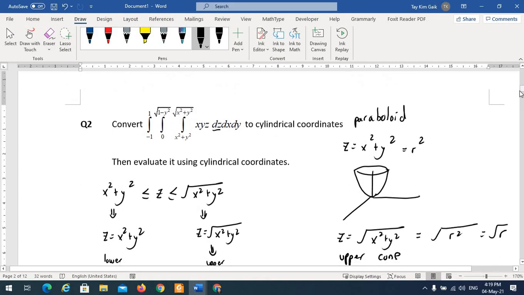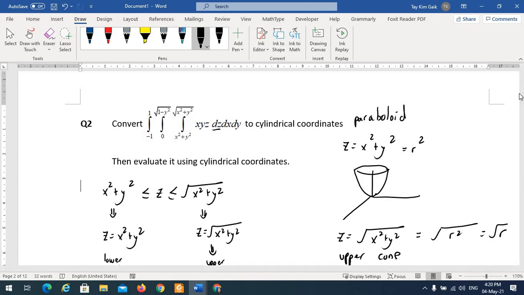So using cylindrical coordinates, we maintain the z. So there's a limit of z. x squared plus y squared, you change it to r squared. The square root of x squared plus y squared becomes r. z is maintained, and dx dy becomes r dr d theta. And x changes to r cos theta, y changes to r sin theta.